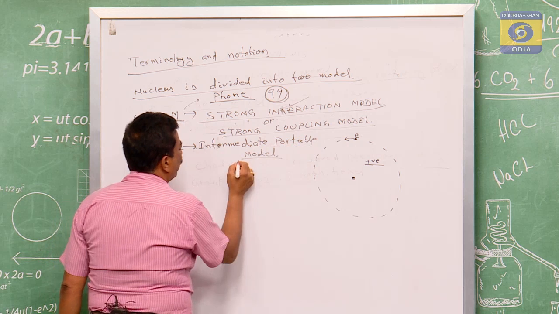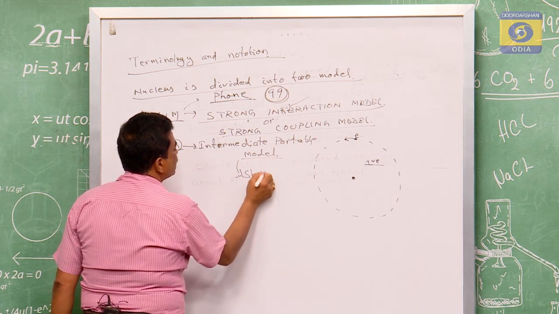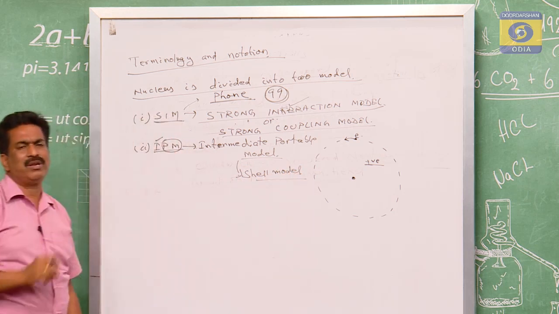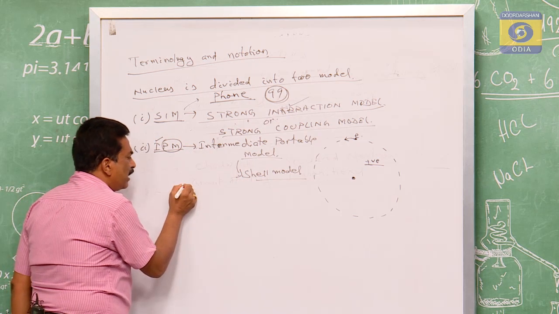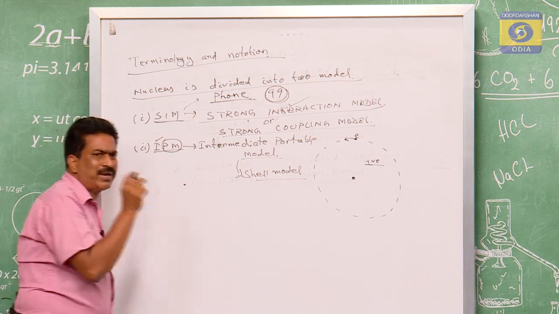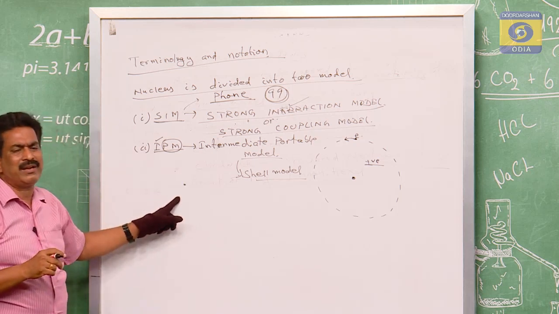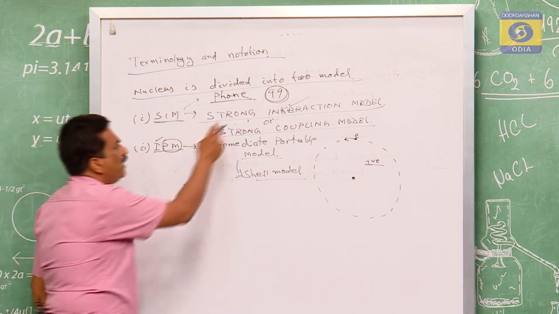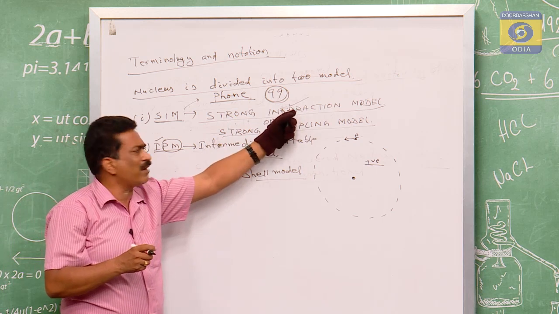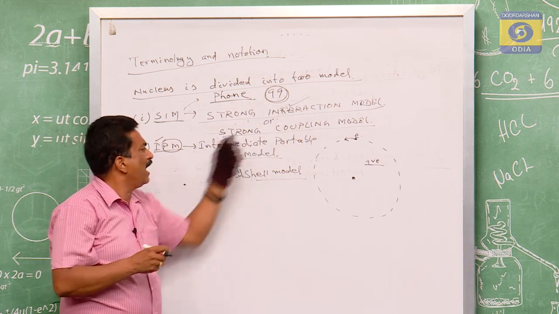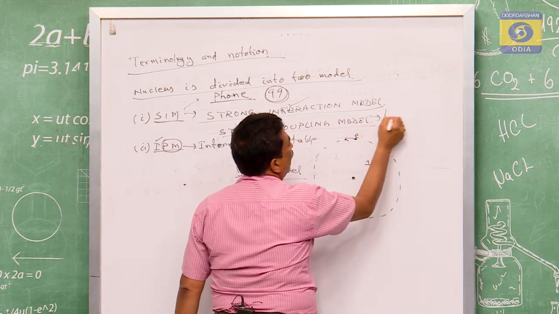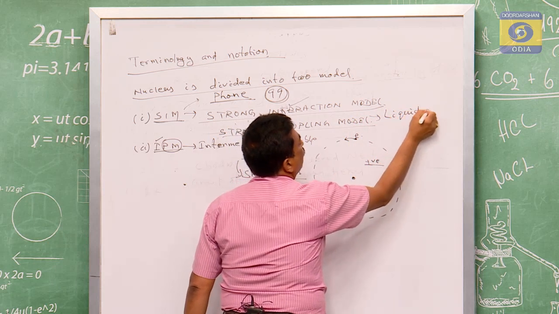So, in the intermediate coupling model, the example is the shell model. What happens here? Here also the nucleons are present. A nucleon, in comparison with the other nucleons, possesses potential energy, and due to that potential energy, the nucleus is in motion. Here, due to the strong interaction force, they are in motion. Therefore, that is the strong interaction model and this is the intermediate coupling model. And this strong interaction model is the liquid drop model.